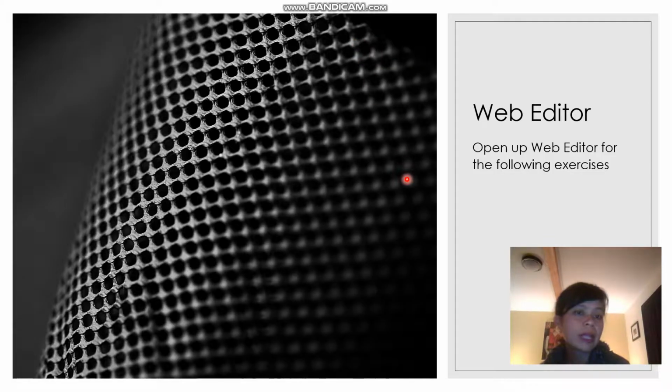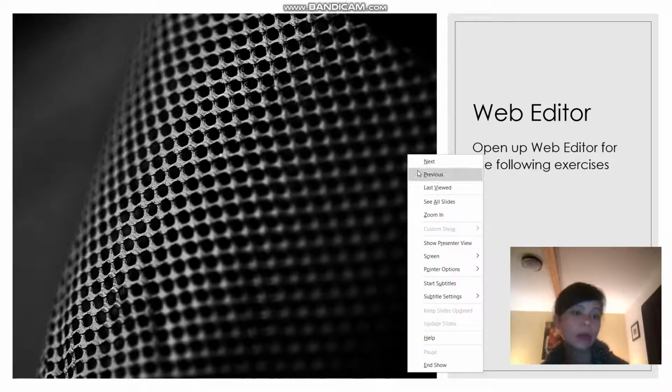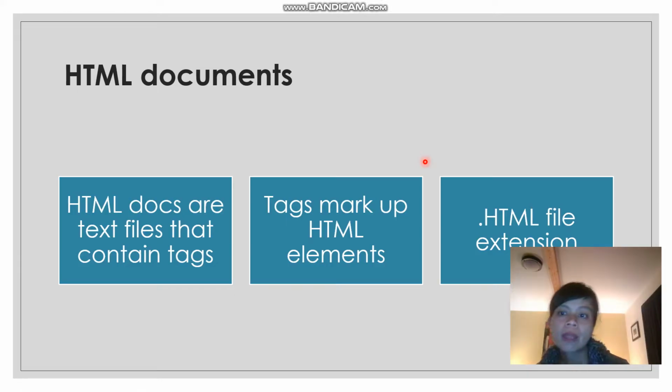Okay, so now I would like you to open up your web editor for the following exercises, and I'll be going back and forth. Remember that HTML documents are basically just text files that contain tags. What are tags? We looked at that in the previous video. We have the html tag, the head tag, the body tag, and we learned about the p tag, which is a paragraph tag. So tags mark up HTML elements, and your HTML document must have a .html file extension.